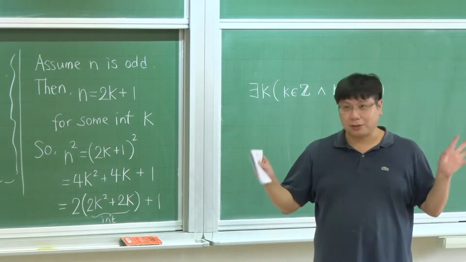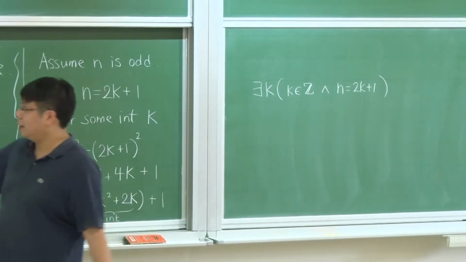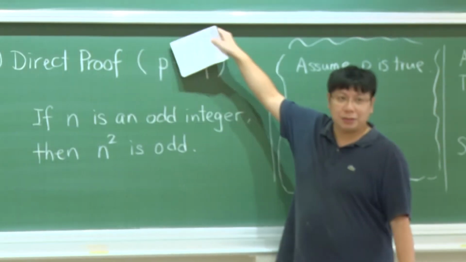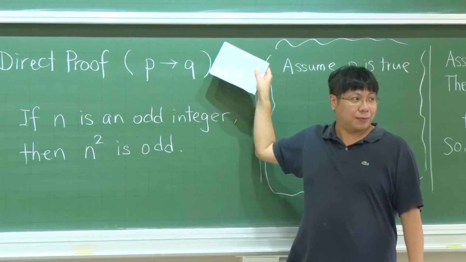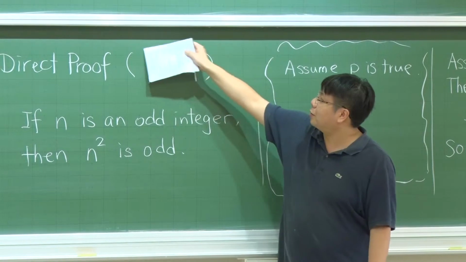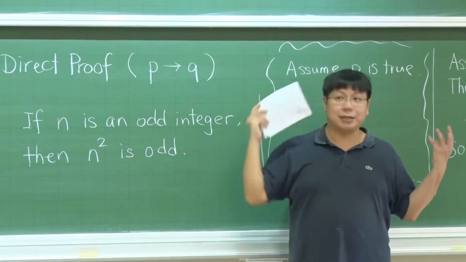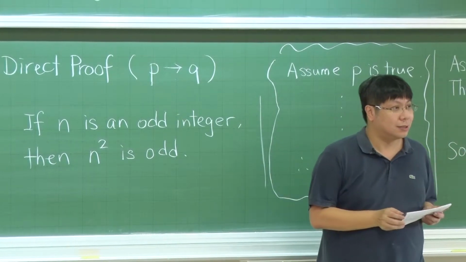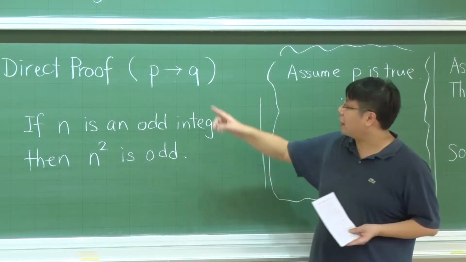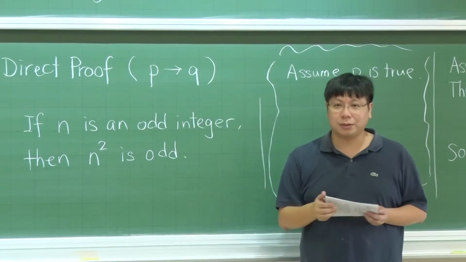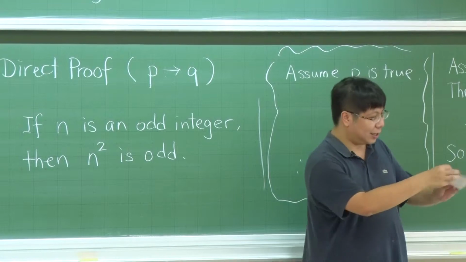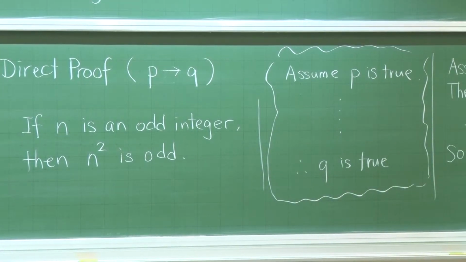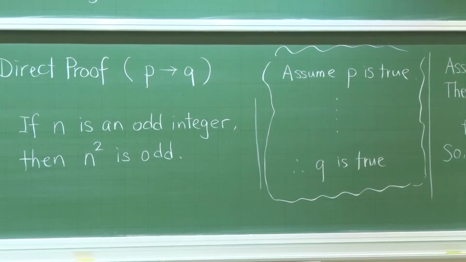Direct proof is nothing special. Usually, direct proof is something like: you have something assumed, if something happened, then something happened. The proof strategy is you take it for granted, you use it, and as a result, you hope that you can get the conclusion afterwards. Okay? Good.